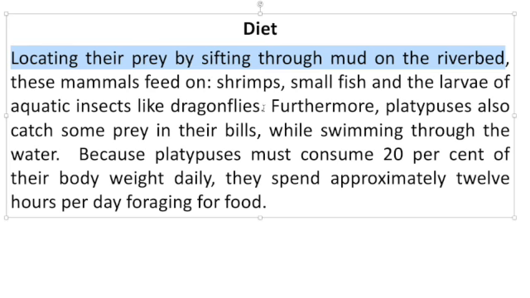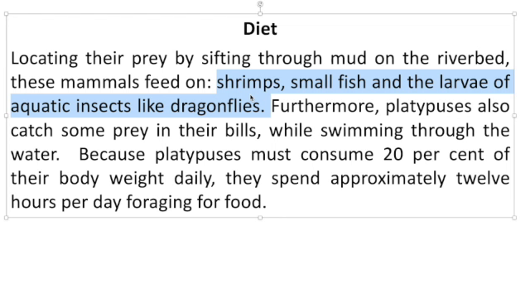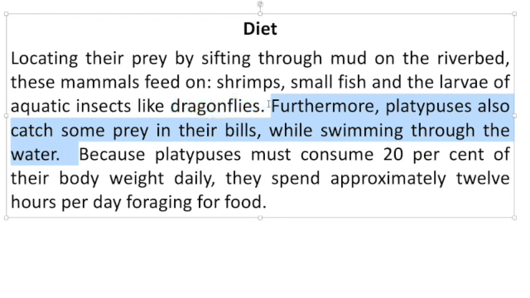The feature that I really like is the fact we have a list with commas. I expect most people to be doing that because you can all think of at least 3 things that your animal eats. You could get rid of that fronted adverbial and just say, these mammals feed on shrimps, small fish and the larvae of aquatic insects like dragonflies. Let's look at the next sentence now. Another long sentence. Furthermore means and another thing. You could also say in addition. Furthermore, platypuses also catch some prey in their bills while swimming through the water.